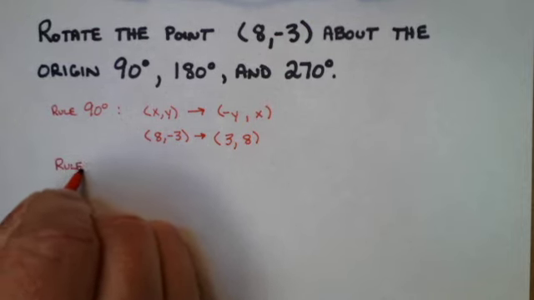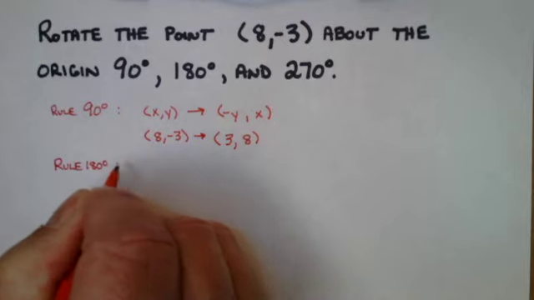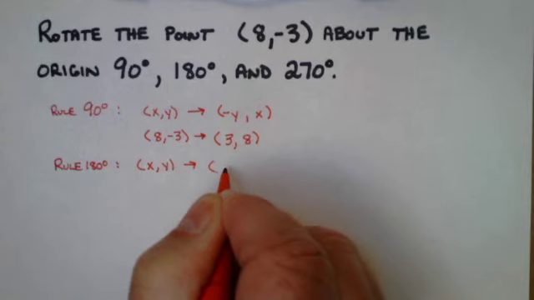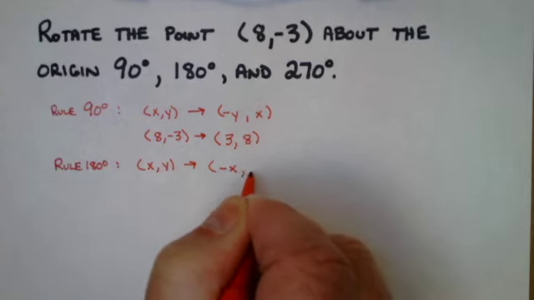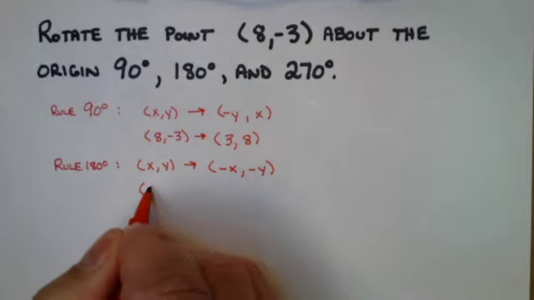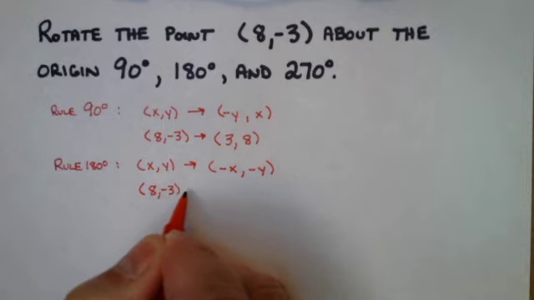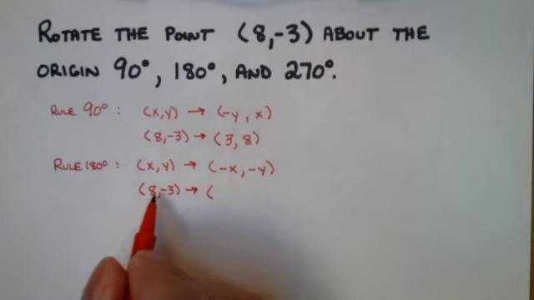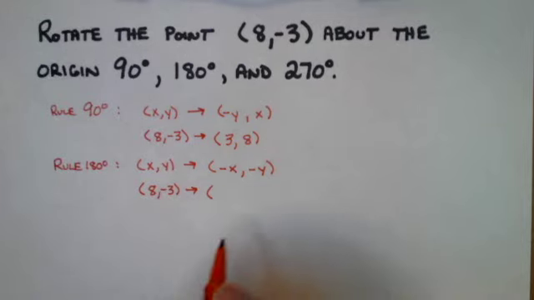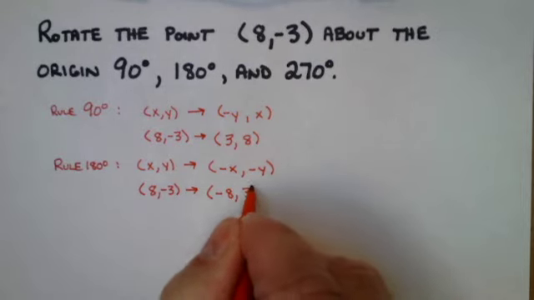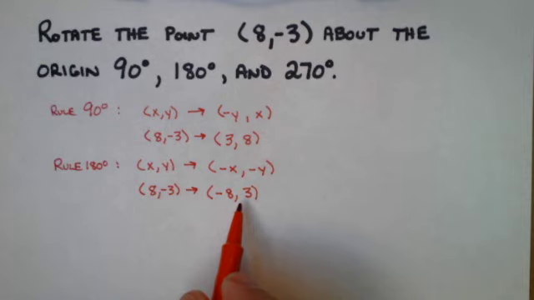The rule for 180 degrees is if I take a point and I rotate it 180 degrees, I simply write down the opposite of the x and the opposite of the y. So let's do that for this point right here. 8, negative 3. If I rotate it 180 degrees, I'm simply going to write down the opposite of each one of these. The opposite of positive 8 is negative 8. The opposite of negative 3 is positive 3. That's the new point after I rotate it 180 degrees.